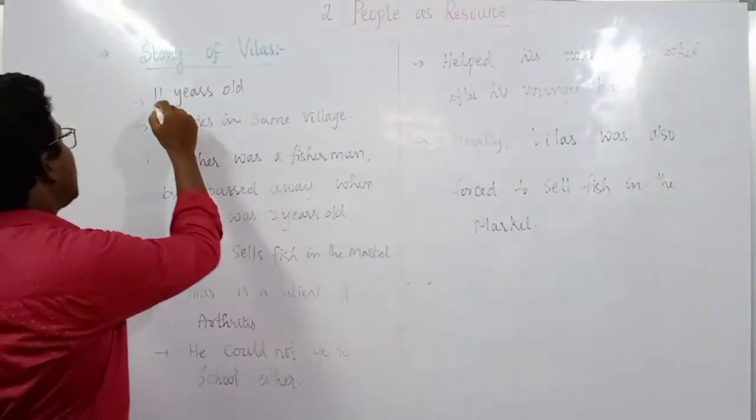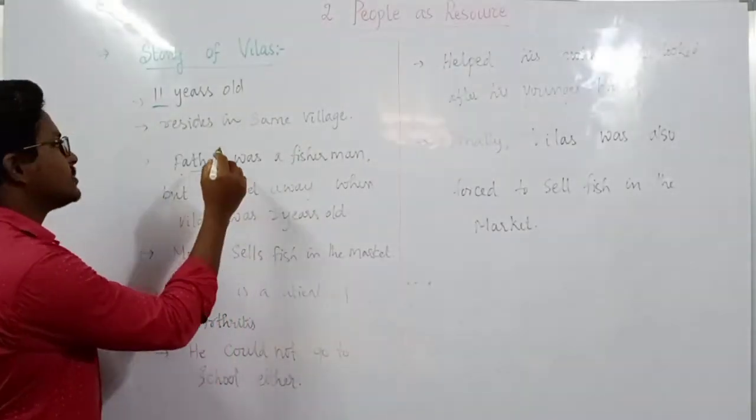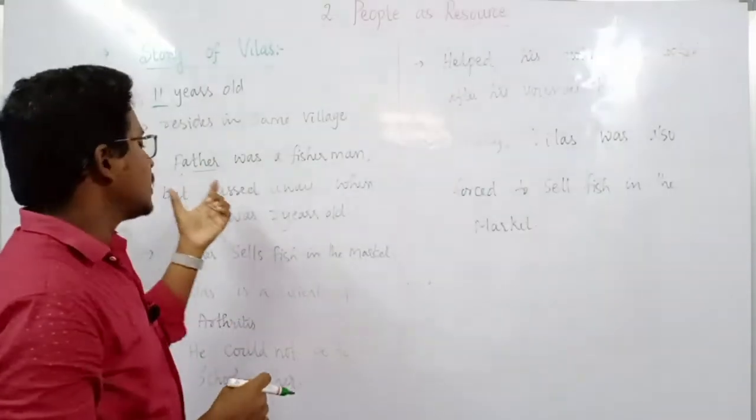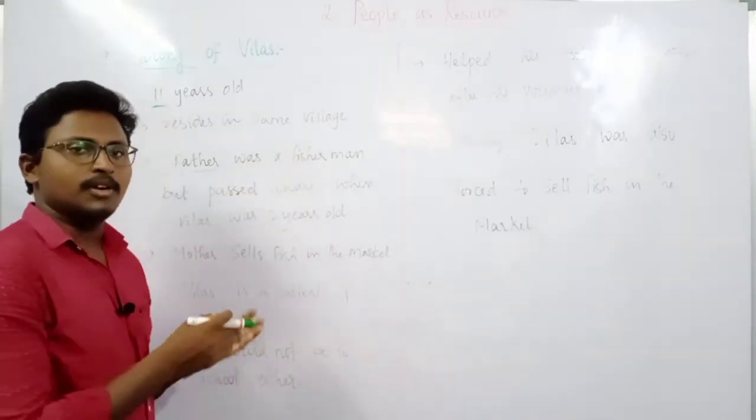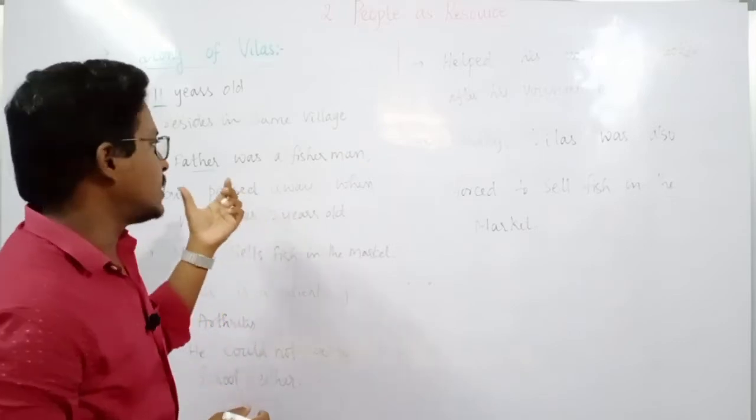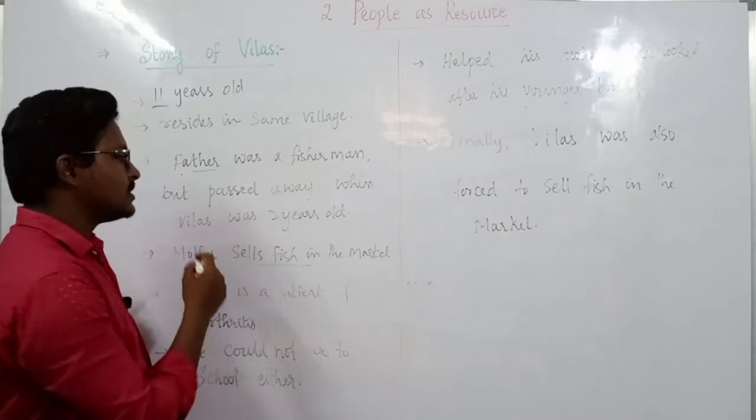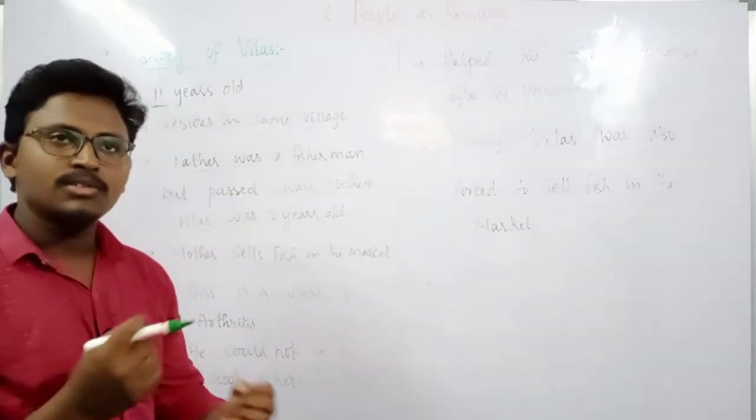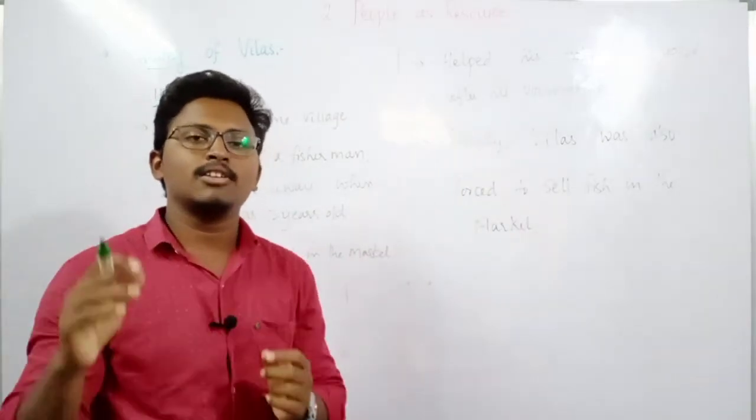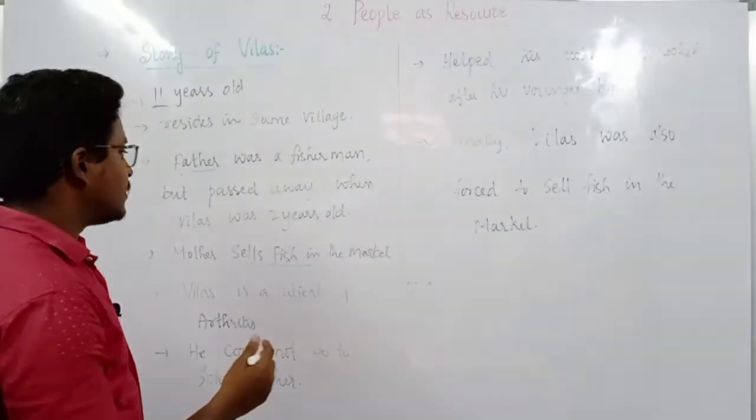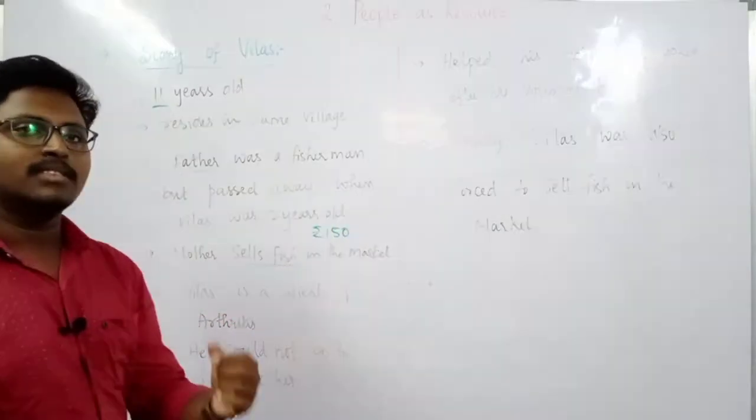This Vilas is 11 years old and resides in the same village as Sakal, and his father was a fisherman, but unfortunately he passed away when Vilas was only 2 years old. After his father's death, his mother started taking care of the family. She used to sell fish in the market. She used to go to a nearby pond, buy the fish, and sell it in the nearby market. For that she hardly earned only 150 rupees per day by selling this fish.